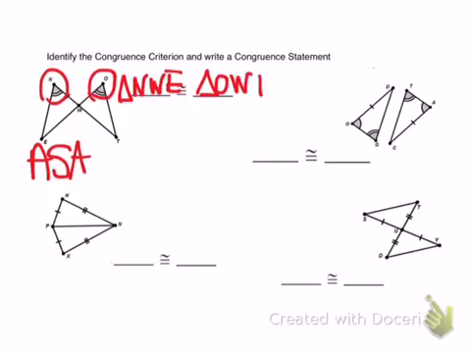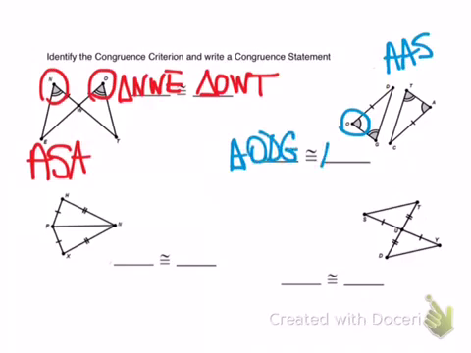O, W, T. On the next one, I have angle marks and a side mark, and that's in both triangles. So the criterion would be angle-angle-side. If I want to name my congruent triangles, I need to match up my congruent parts. So I could say triangle O, D, G is congruent to triangle. Match up O with A, D with C, and G with T.